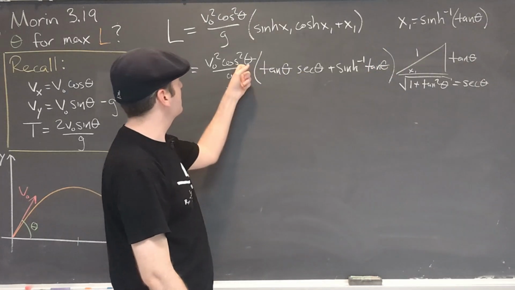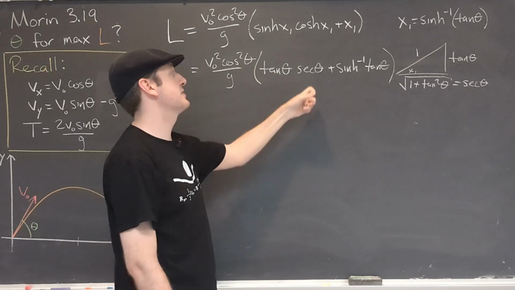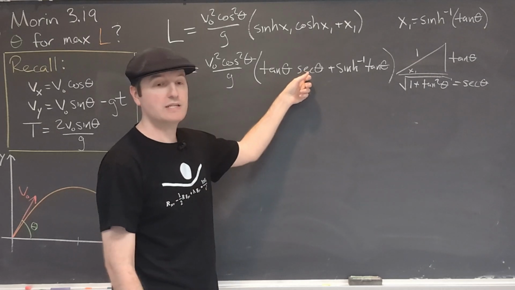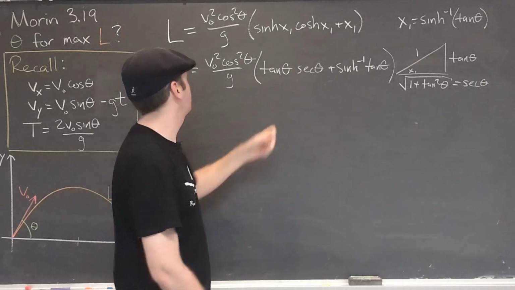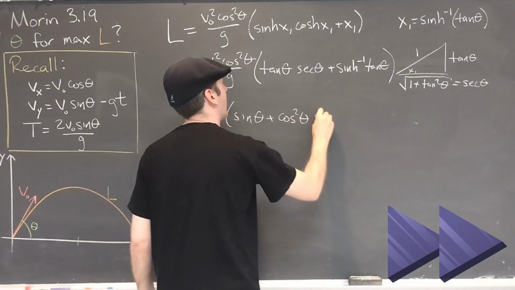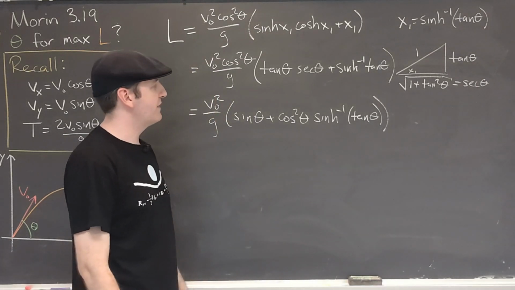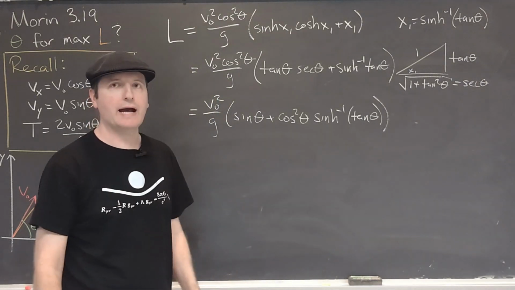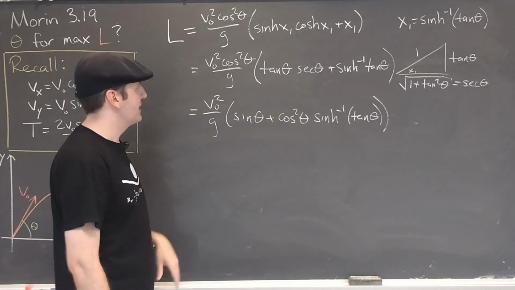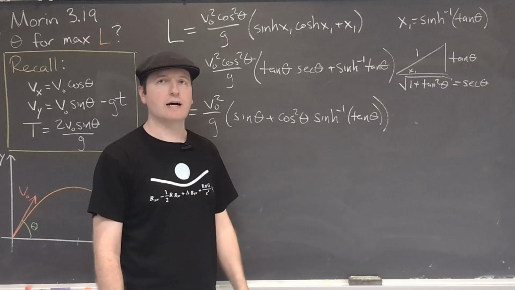Distributing things through, this cosine squared will actually take care of the cosine in the denominator of tangent. It'll take care of the cosine in the denominator of secant, and I'll just be left with a sine. I think this is a nice final form. It's relatively compact. We can see the dimensionality out front nicely. The only price we pay is this inverse hyperbolic sine.